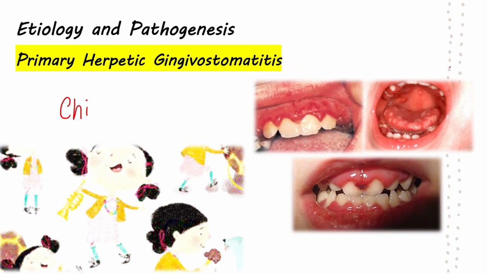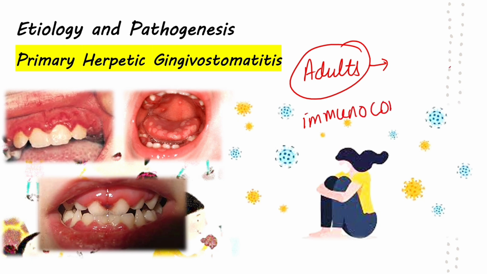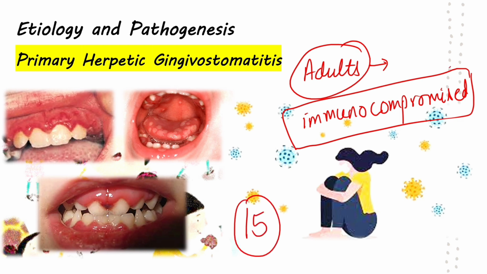Now we will talk about clinical features. The primary herpetic gingivostomatitis typically affects children, but adults who have not encountered herpes simplex virus infection before or who do not have immunity to fight against herpes simplex virus can also be affected. By the age of 15, approximately half of the population becomes infected with herpes simplex virus.